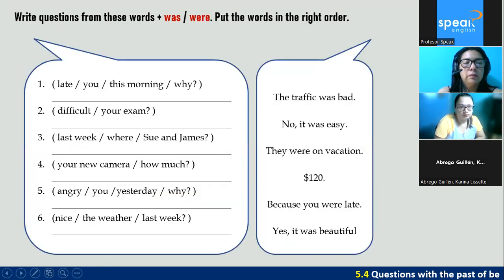Vaya, chicos. Now it's your turn for you to write down some questions, okay? Here you have the answers. The traffic was bad. No, it was easy. They were on vacation. $120 because you were late. And yes, it was beautiful, okay? Let's go ahead and write questions from this word plus was and where. Put the words in the right order, okay? Please let me know through the chat when you have finished, okay?